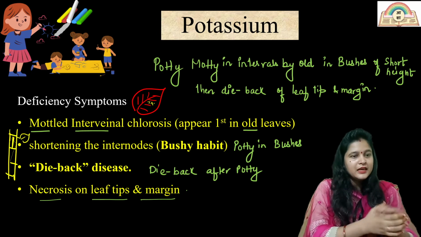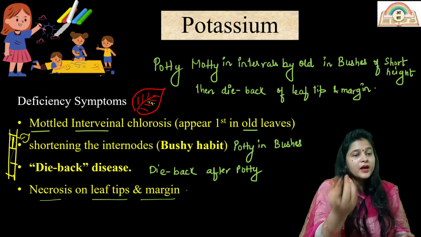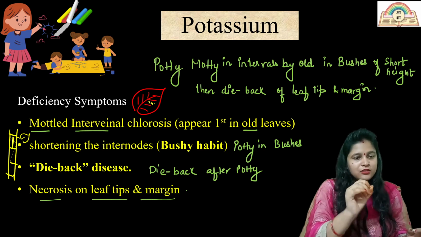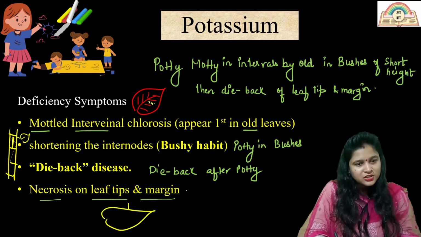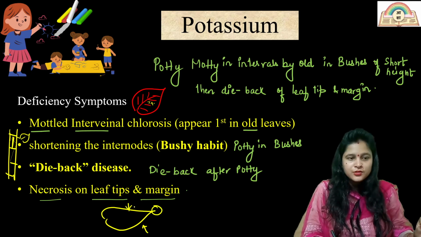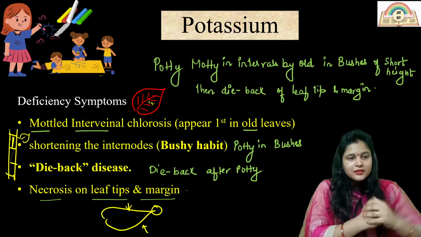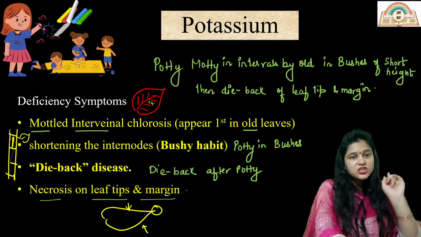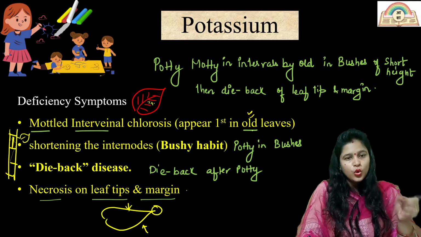Dieback disease. Dieback means death: death of shoot, death of branches, death of leaves. And necrosis means death of leaf tips and margin. These are the margins of the leaves, and this is the tip. So death at the leaf tip and margin, dieback of shoot and branches, decrease in the length, so bushy habit, and mottled interveinal chlorosis, which appears first in old leaves.